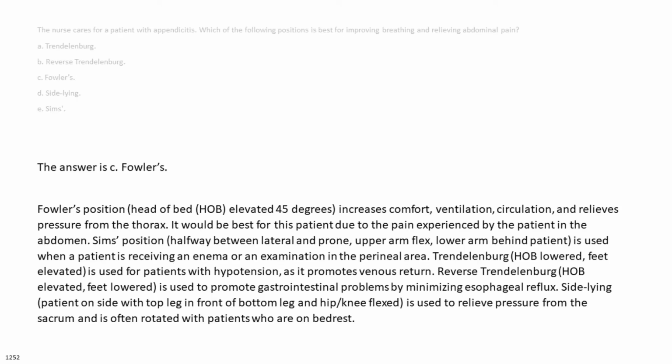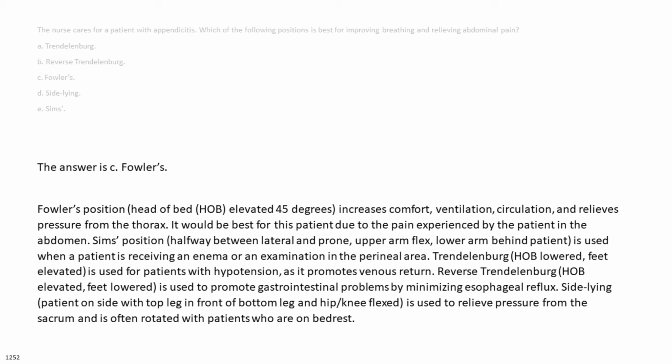The answer is C. Fowler's. Fowler's position, head of bed (HOB) elevated 45 degrees, increases comfort, ventilation, circulation, and relieves pressure from the thorax. It would be best for this patient due to the pain experienced in the abdomen. Sims position, halfway between lateral and prone, upper arm flexed, lower arm behind patient, is used when a patient is receiving an enema or an examination in the perineal area.